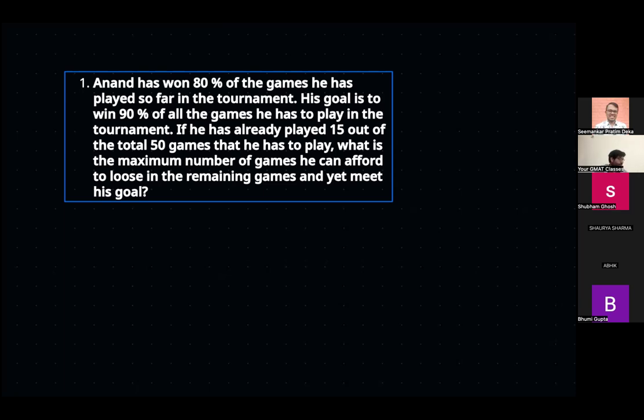See, 15 games have happened. Out of 15, how many has Anand won? Anand won 80%, which would be 12. So Anand has already lost how many? 3. How many can he afford to lose?